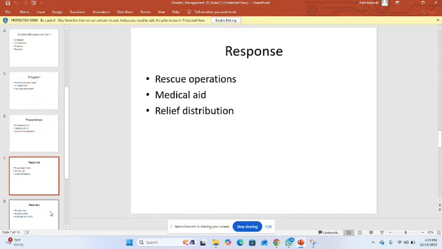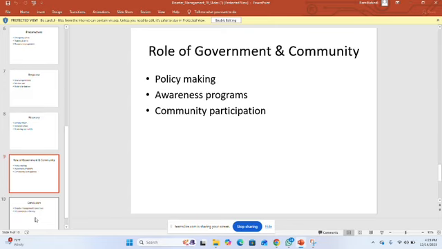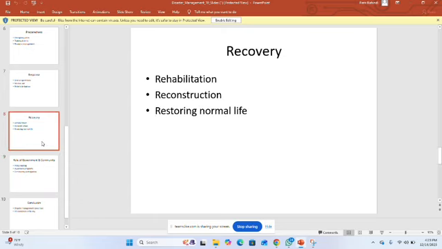And then response means responding to a disaster which has occurred: rescue operations, medical aid, relief distribution. And then we have recovery. Recovery means you restore normalcy: rehabilitation, reconstruction, and restoring normal life.